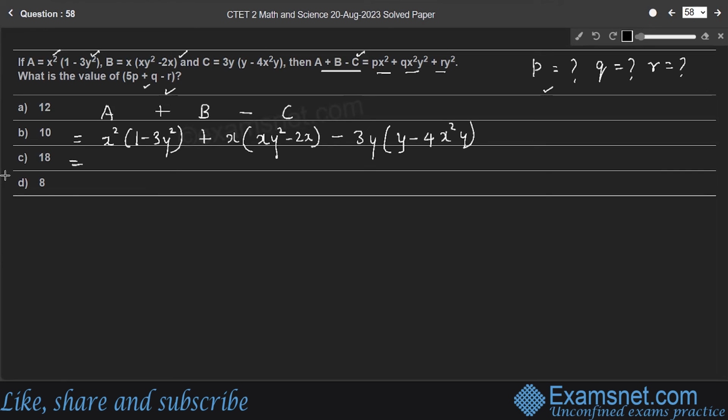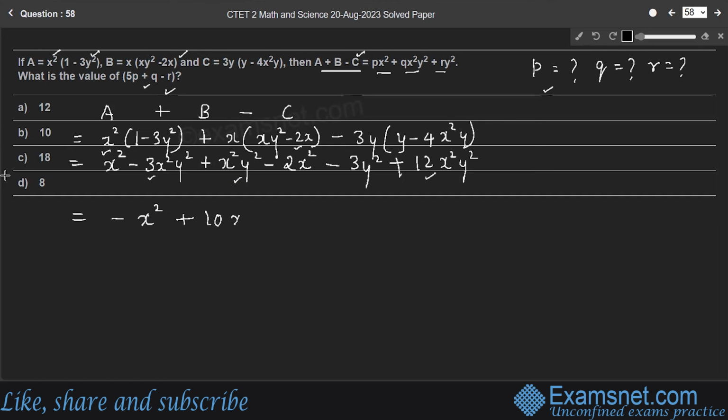right? So just simplify it. x square into 1 is x square, minus 3x square y square, plus x into xy square is x square y square, minus 2x into x is 2x square, minus 3y into y is 3y square, minus of minus becomes plus 12x square y into y is y square. So we'll club all x square terms here. So x square minus 2x square becomes minus x square. We'll club all x square y square. Here is minus 3x square y square plus x square y square is minus 2x square y square, minus 2 plus 12 x square y square becomes plus 10x square y square, right? And at last we have minus 3y square.